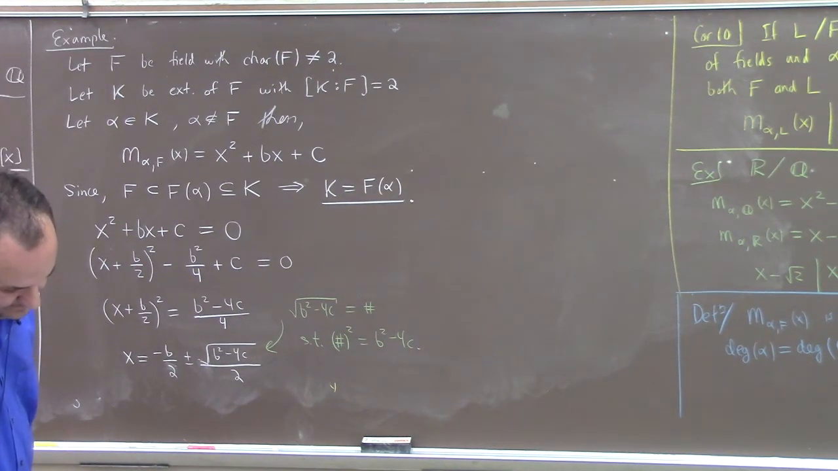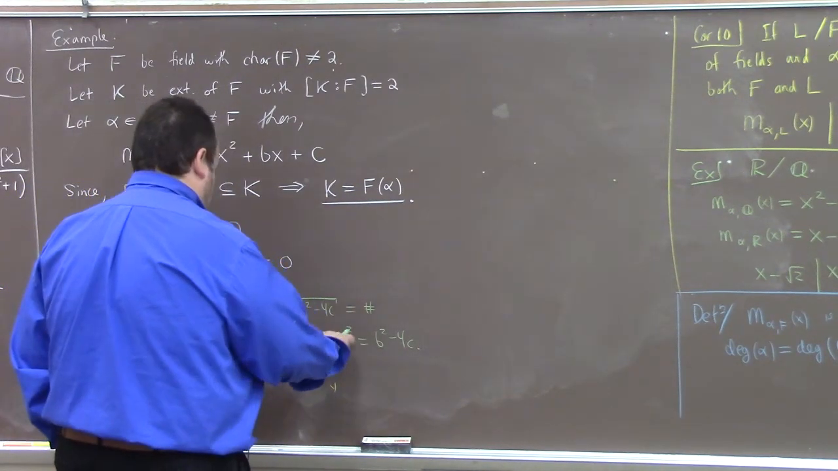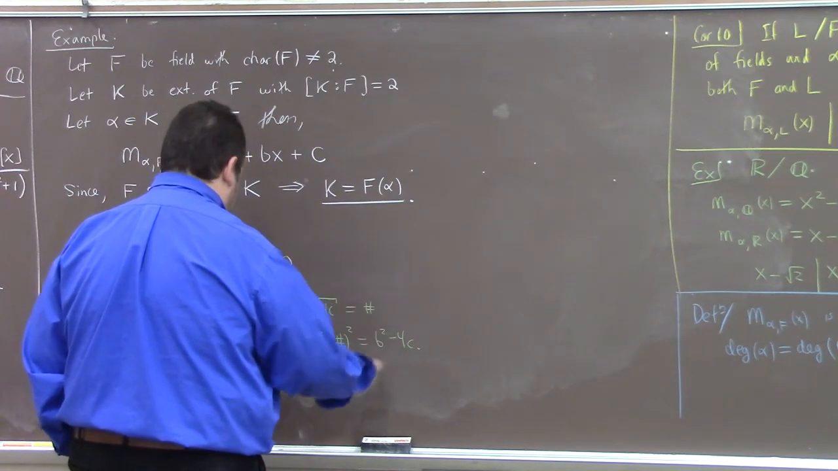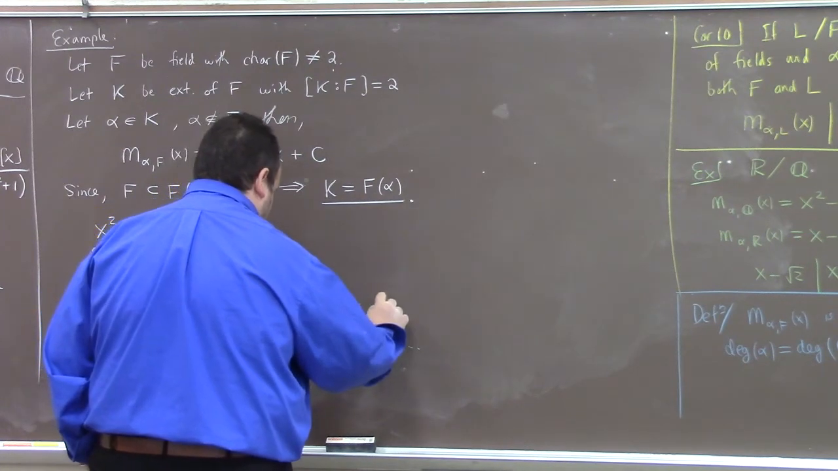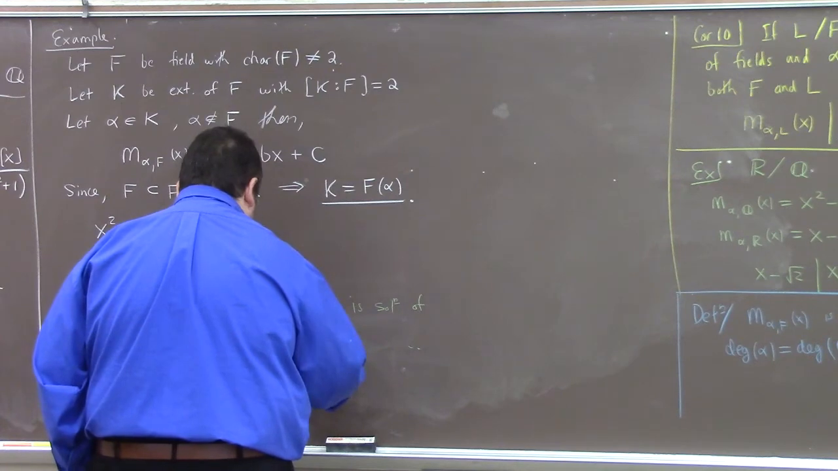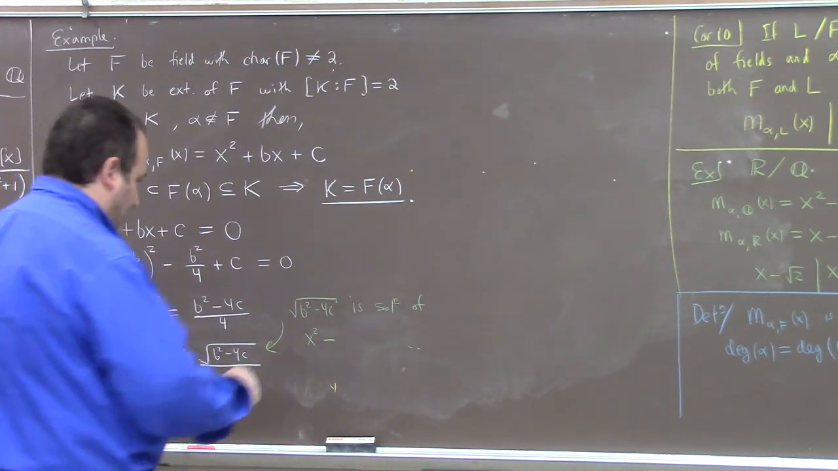Ladies and gentlemen, the quadratic formula. As he said, well, I should be a little bit more careful. Another way to say this is, the way he says it is a little bit better than this. He says this is a solution of x squared minus b squared minus 4c.